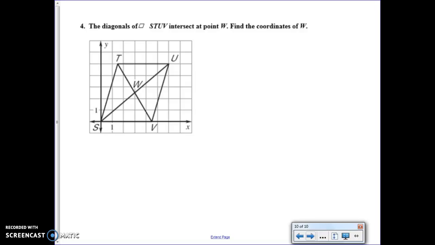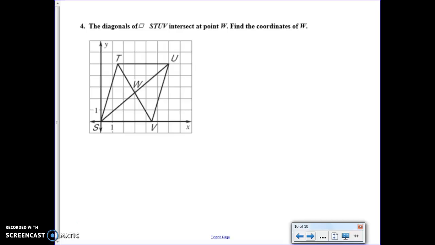All right, last example. It says the diagonals of STUV intersect at point W. Find the coordinates of W. Well, we always want to be able to show our work and justify our answers. So I know you probably could count, but let's go ahead and find where that point W is. And so to do that, we're going to find the midpoint, that middle point. Since they bisect each other, it cuts it in half. We want the point on the middle of that segment.